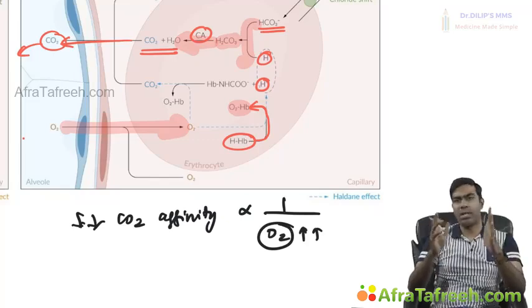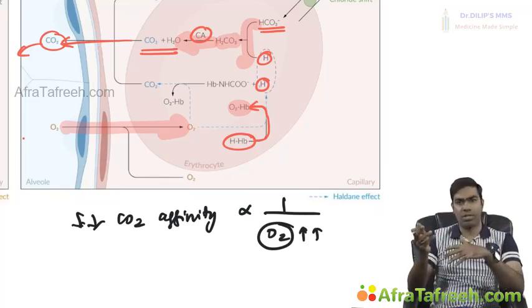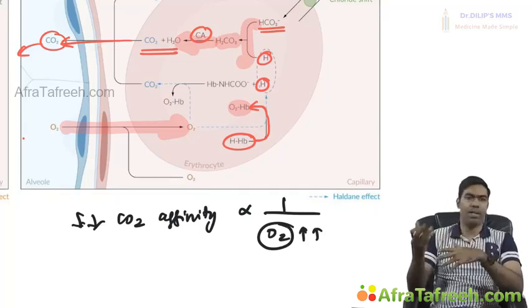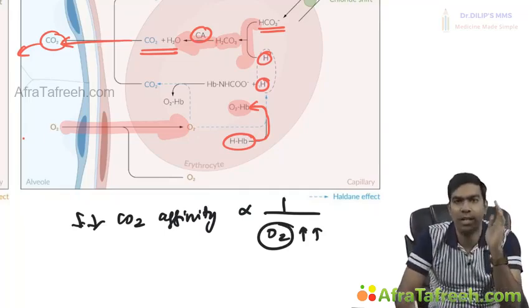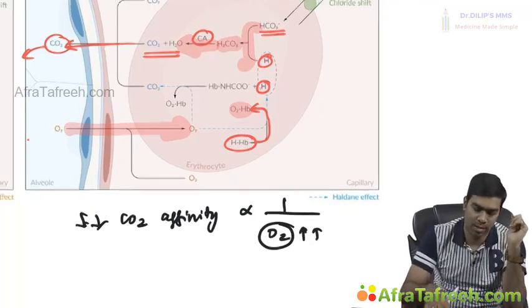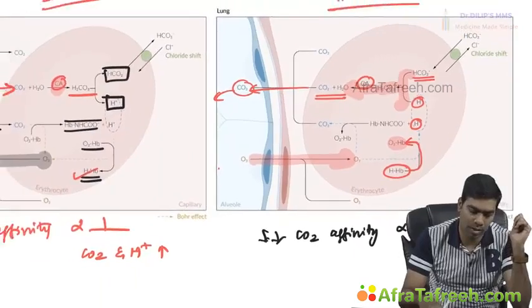The principles are very simple. In Bohr effect, you can tell the oxygen affinity is inversely proportional to the concentration of CO2 and H plus. Similarly, the carbon dioxide affinity will be inversely proportional to the oxygen concentration. So these are the two things that are very important to understand in the first place. This is what we refer to as Bohr and Haldane effect.